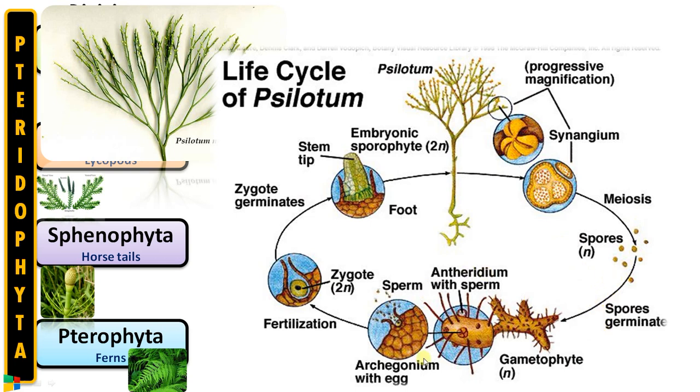It germinates to form a gametophyte that forms both antheridium and archegonium, or male and female sex organs, that produce sperm and egg that fertilize to form the zygote. The zygote germinates to form the sporophytic plant again. So this is a homosporous plant, and this is the most primitive group.